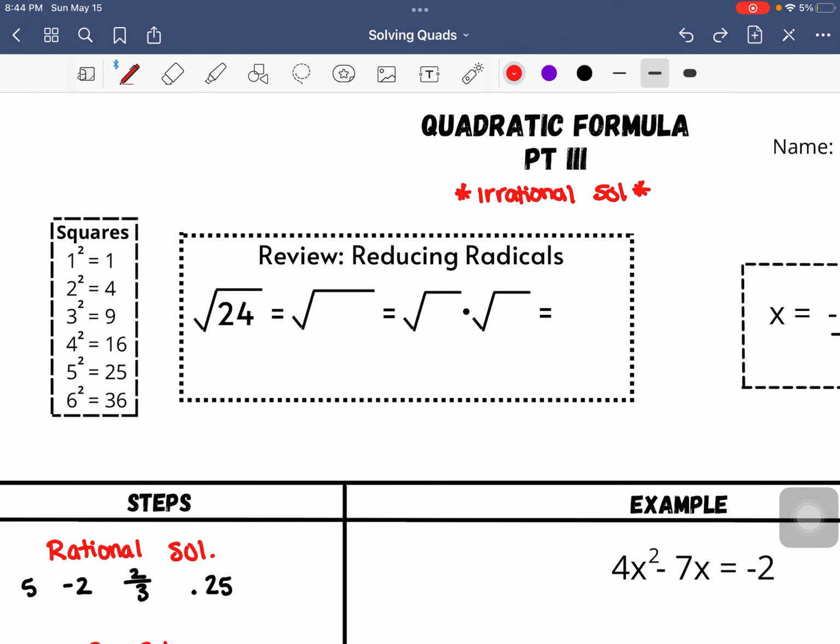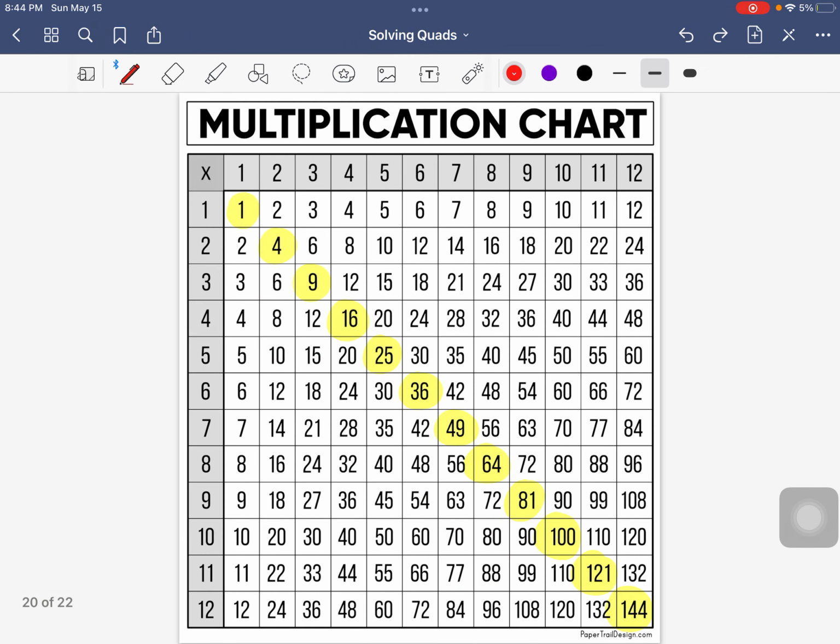If you don't know these perfect square numbers off the top of your head like me, because I'm just brilliant like that, you can have a multiplication chart in front of you. And your perfect square numbers are going to go right down the diagonal of it. You can also highlight them here. So to recap, 1 times 1 is 1. 2 times 2 is 4. 3 times 3 is 9, and so forth.